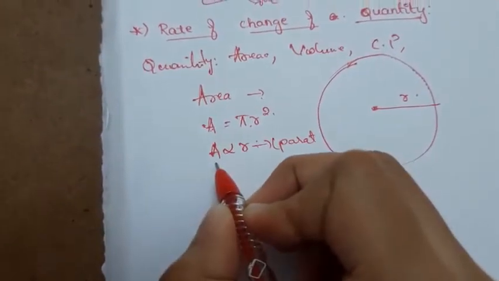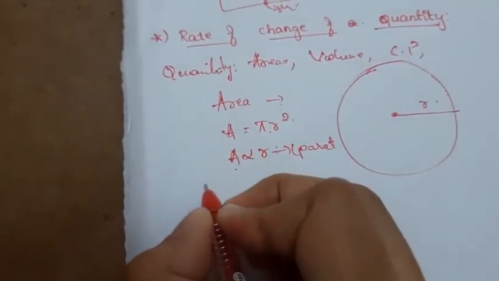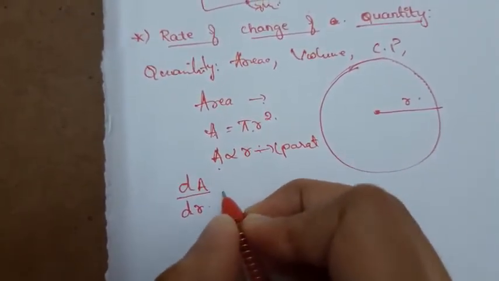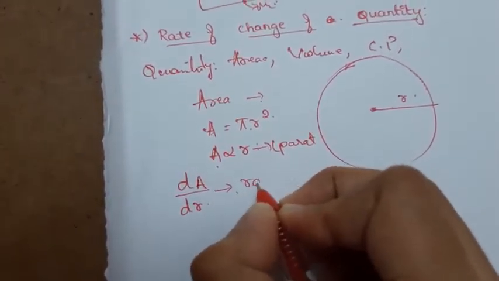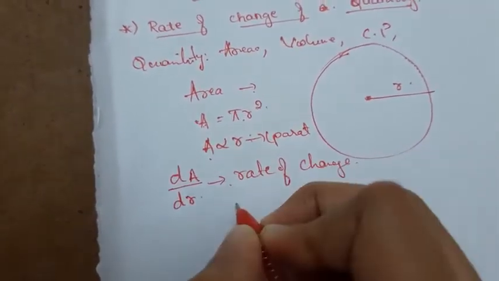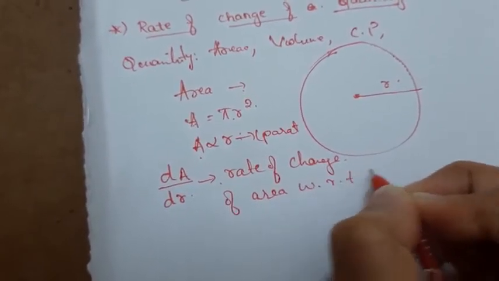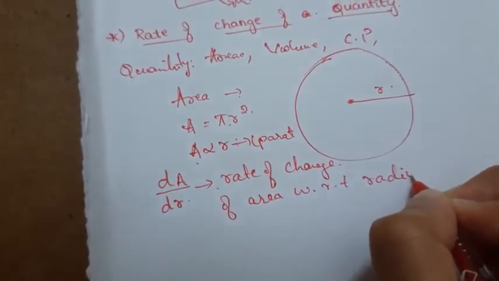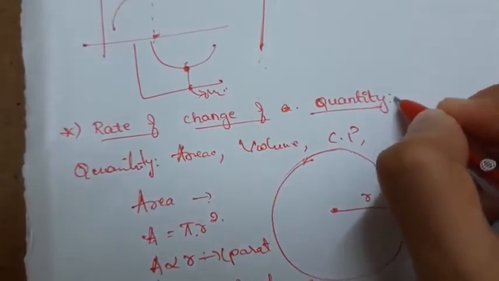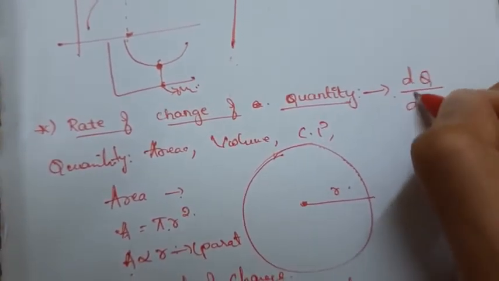So area is a quantity which is going to change with its parameter. Here, area is going to change with respect to the radius. So this is nothing but the rate of change of area with respect to radius. In general, the rate of change of a quantity is nothing but dq by dp.